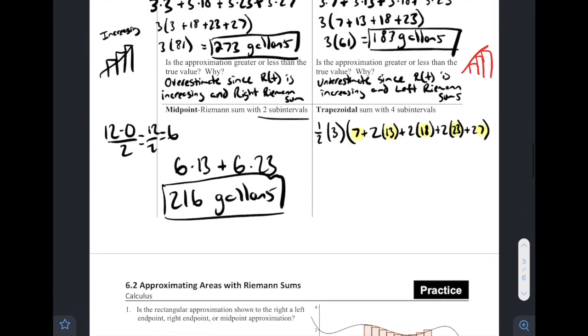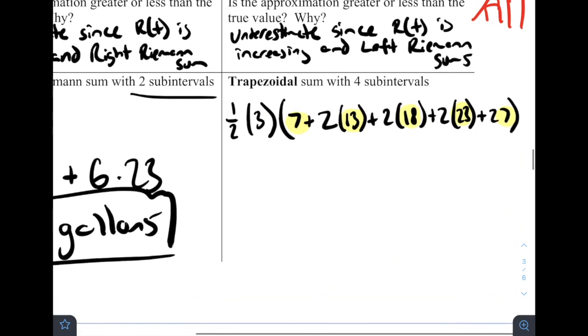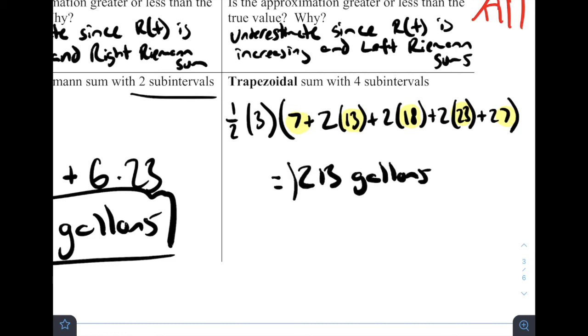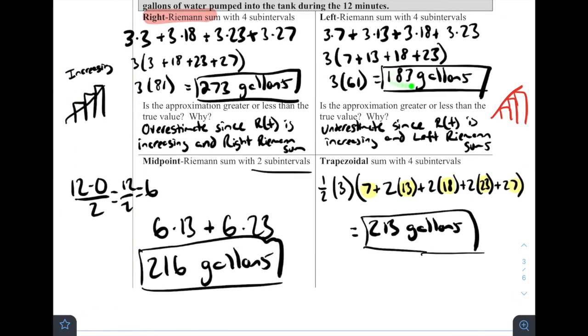So this is the nice format. If you can get some practice doing it this way, it's nicer to me because I don't like doing 4 separate trapezoid equations or area calculations. This is much nicer to me, all in one thing. But if you do this, this is going to be about 213 gallons as our solution for this. And I would expect that that is halfway between 183 and 273, that trapezoidal sum, because we have the same number of intervals here, should be exactly half between our left and our right.